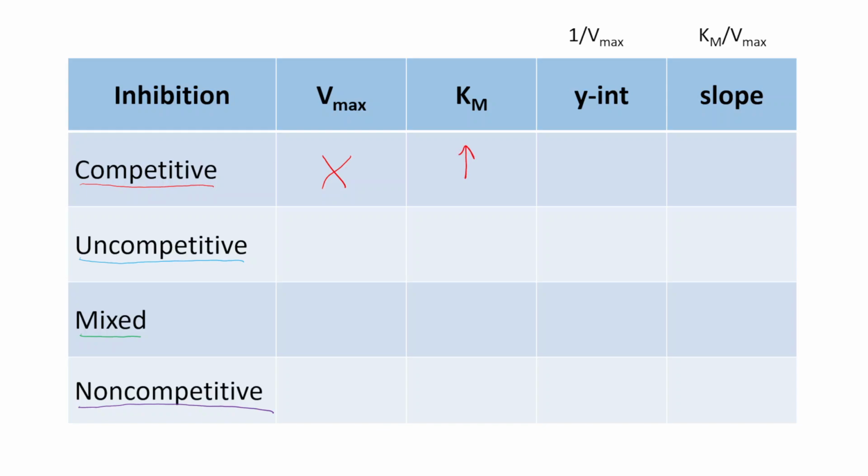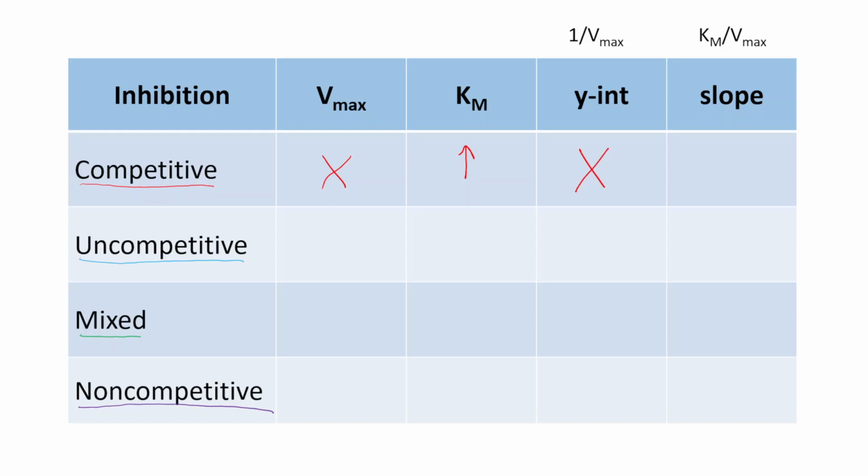Remember, Km is that readout of binding affinity. The higher the Km, the more substrate you need in order to get to that half maximum reaction rate. So that tells you about Vmax and Km. So now we should be able to figure out what that's going to do to the y-intercept and the slope in our LB plot. So y-intercept, like we have up here, is 1 over Vmax. So if Vmax doesn't change, what does that mean about the y-intercept? It also doesn't change.